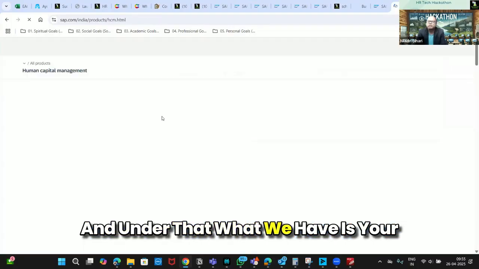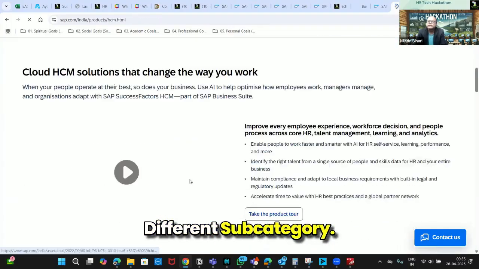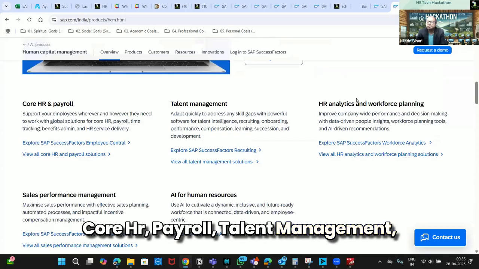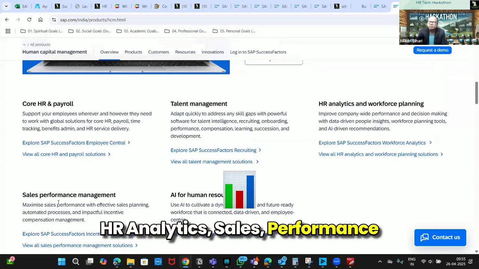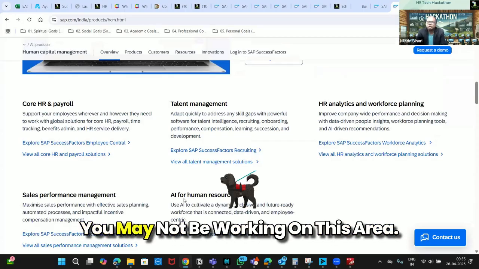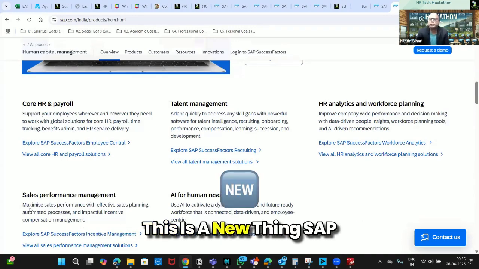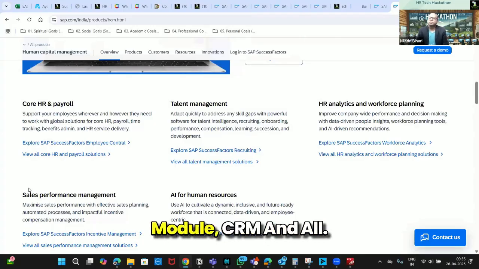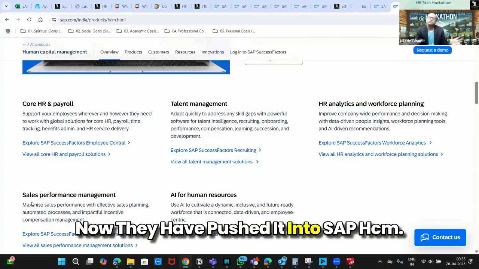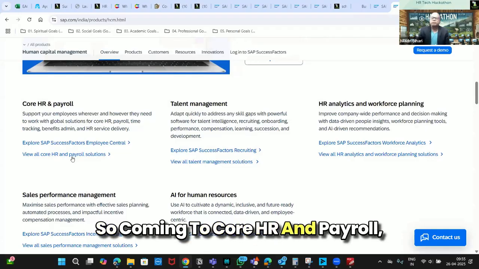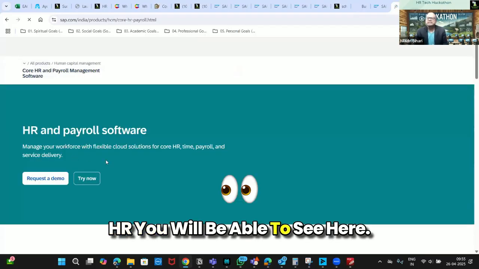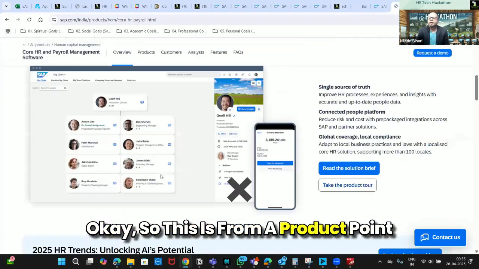Under that we have different subcategories, more from a product point of view: Core HR and payroll, talent management, HR analytics, sales performance management, AI for human resources. We may not be working on this area. This is a new thing SAP introduced last year. It was previously in other modules, CRM and all. Now they have pushed it into SAP HCM. Coming to Core HR and payroll, all the solutions we have, especially in Core HR, you will be able to see here. So this is from a product point of view.